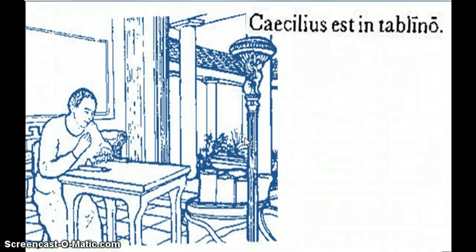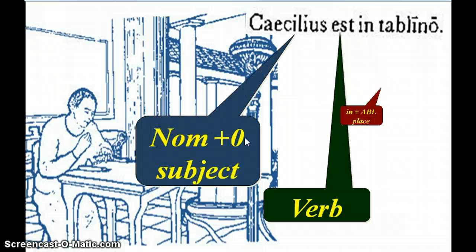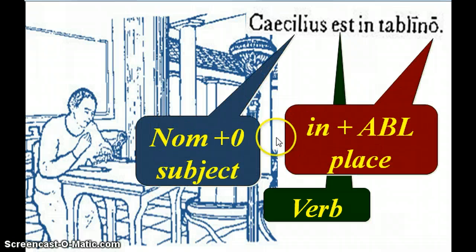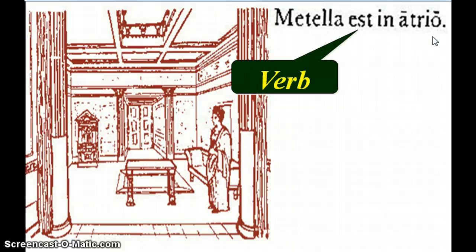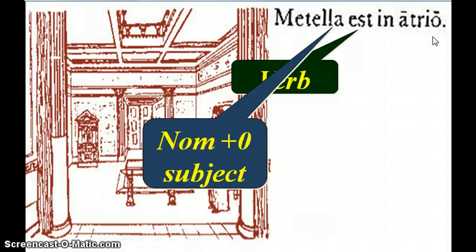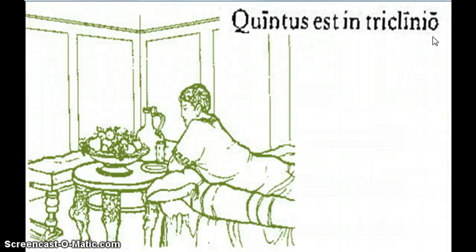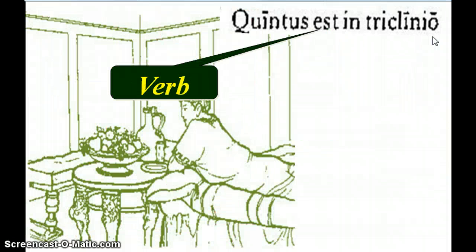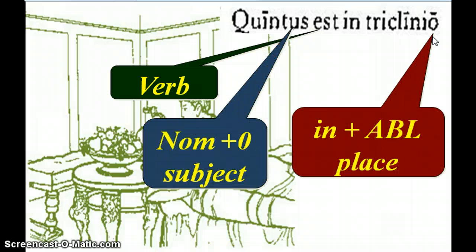So let's review. Where's your verb? There it is. Where's your subject? There it is. Where's your place? There it is. Why? Nominative, verb, in plus ablative place phrase. Where's your verb? Where's your subject? Well, what's nominative? Metella's nominative. In atrio, what's that? Well, that's a place phrase. In plus ablative. Where's your verb? Where's your subject? What's left? A place phrase.